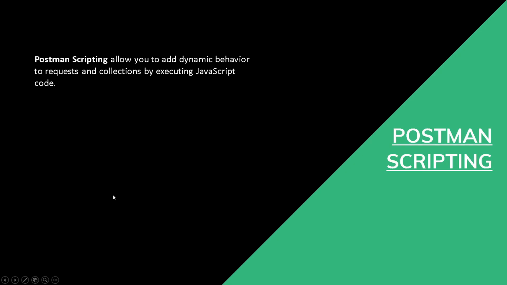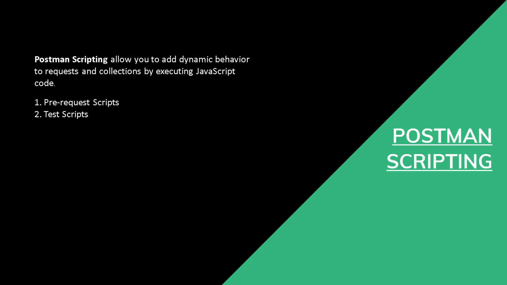So Postman scripting allows you to add dynamic behavior to requests and collections by executing JavaScript code. And we will get to the dynamic behavior part in a bit. So essentially what you are doing is using JavaScript code to manipulate your API request. There are two types of scripting you can do with Postman. You have the pre-request scripts as well as the test script.